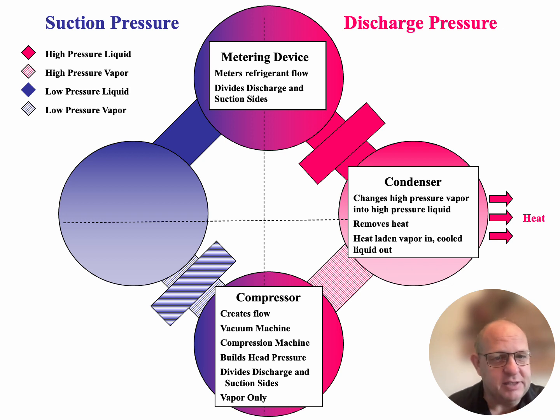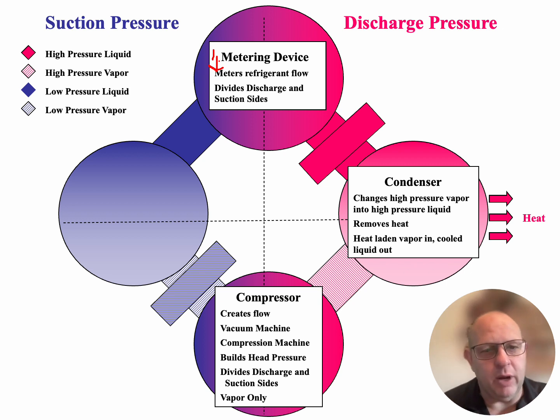Now, that metering device meters that flow of refrigerant. Another name for the metering device is expansion device. And also another job of the metering device, it's going to divide the low side of the system from the high side of the system, or divide discharge side and the suction side. So those are the two jobs that I want for the expansion device or metering device, is that it meters the flow of refrigerant and it divides the discharge and suction side.